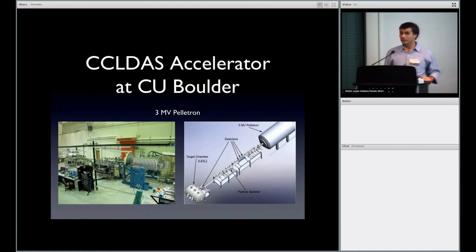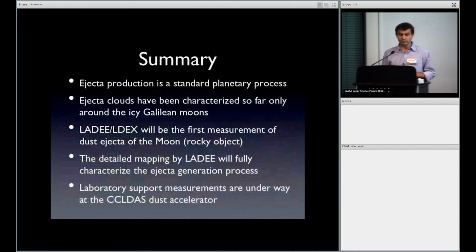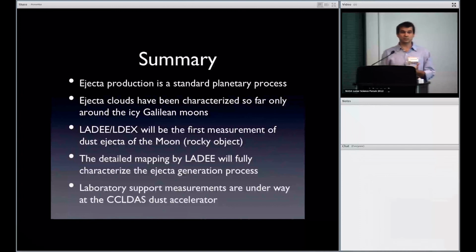As Tobin Munsat described in an earlier presentation, we are actively looking into the characterization of all of these processes in the laboratory using the dust accelerator facility. We look at the ejecta particles, we look at the generation of light, ejecta, neutral gas, and ion production from impact. All of these things.